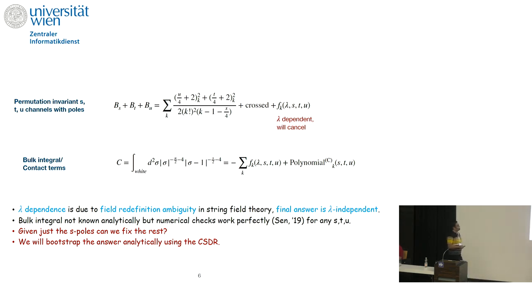So one question that you get asked at this stage is, suppose you were given just the poles in the S channel, can you fix the rest of the pieces? So how would you go about doing that calculation? So what I'll do now is I will show that the entire answer can be bootstrapped using the crossing symmetric dispersion relation.